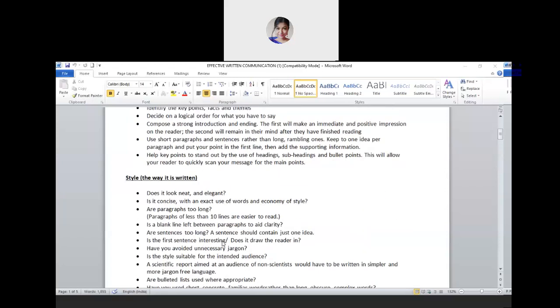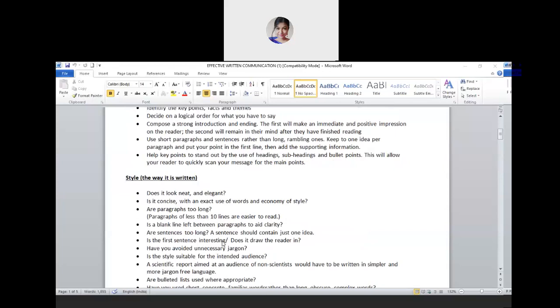Next, the style. It should look neat, elegant, neat and clean. And if you're sending a handwritten note, then it should also be in good handwriting. It should not be long. It should be concise. That means it should be informative, but you must not use too many words. It must provide whatever information you want to provide, but it should not be that long as well. It should not be like a book.